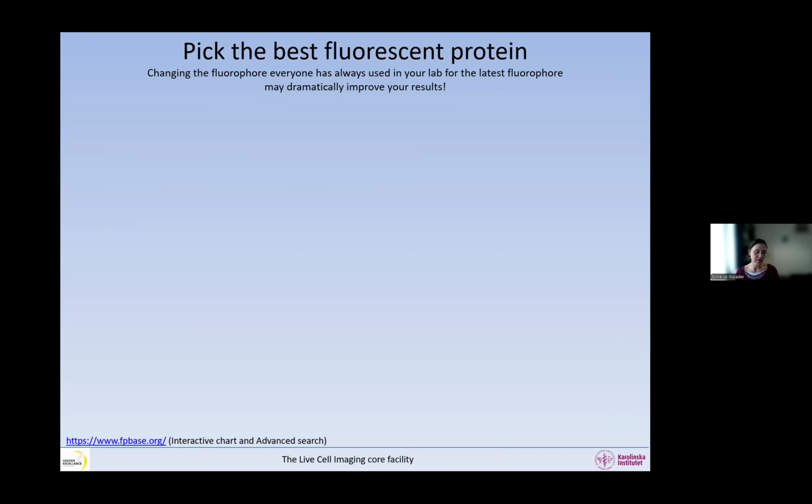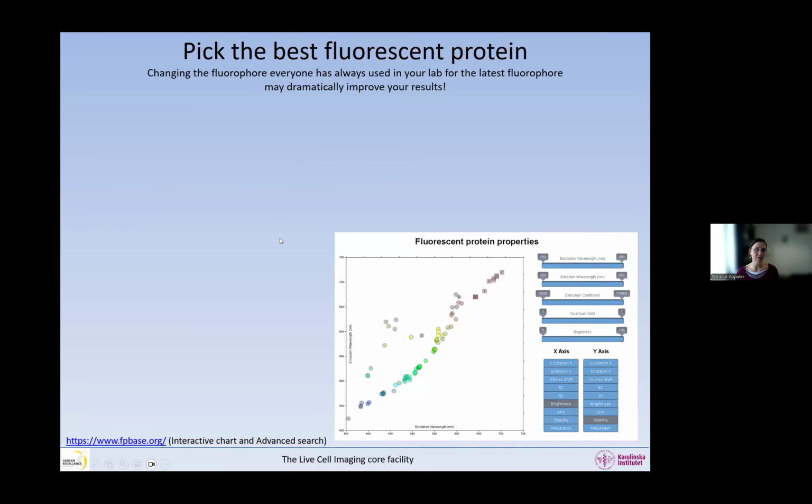Fluorescent proteins and dyes evolve all the time, so do not use just the stuff that you have in the fridge just because it's in the fridge. Do your job in finding the latest, and then you can really see dramatic improvements because fluorescent proteins have improved a lot.